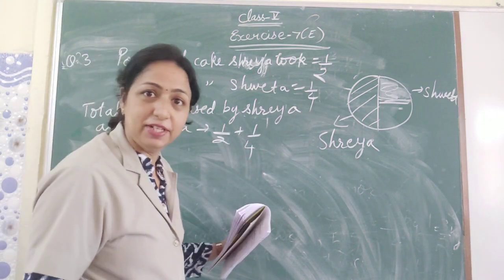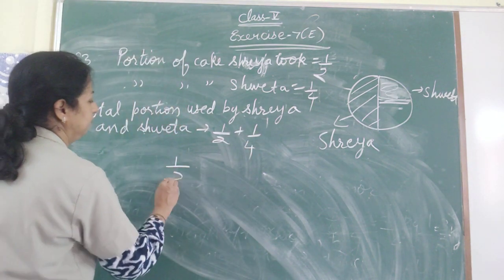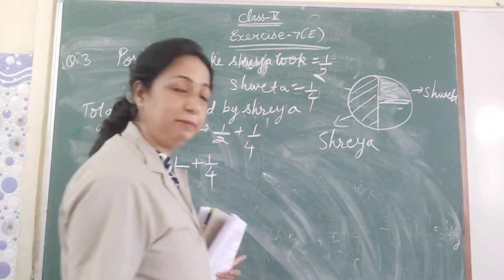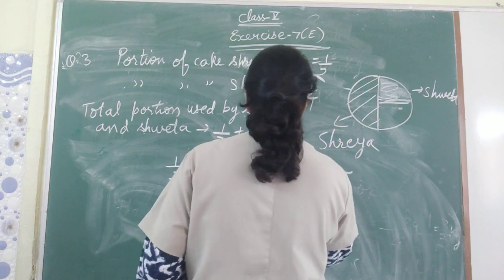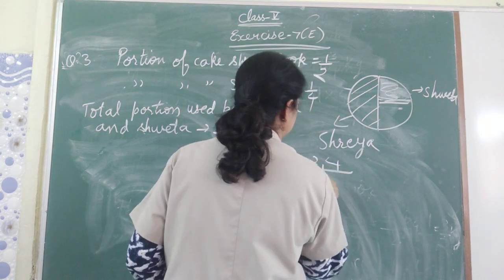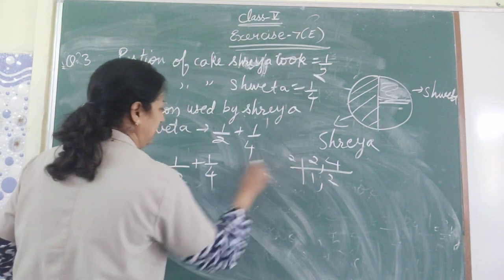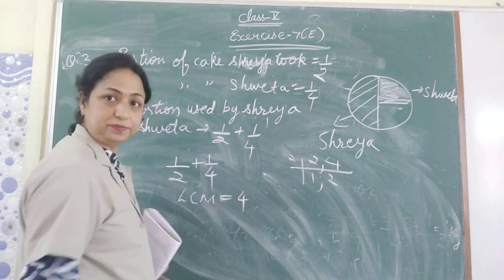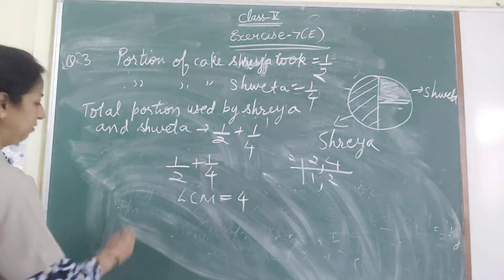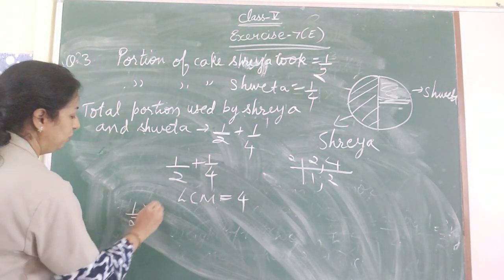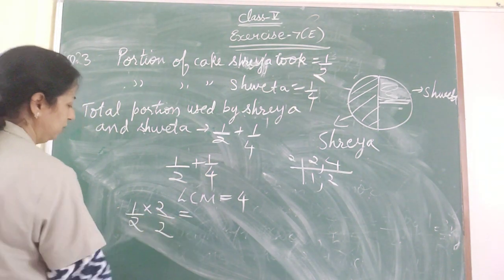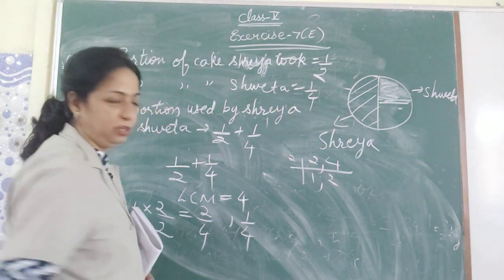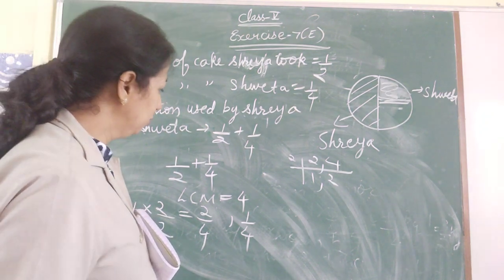Now these are unlike fractions. You need to add them. So what do we need to do? We need to find an LCM and make them equivalent fractions having the same denominator. So see, the LCM we will get as 4. Now let us make the equivalent fraction. 1/2 multiplied by 2, both numerator and denominator, will get 2/4. 1/4 already has denominator 4, so we don't need to do anything.